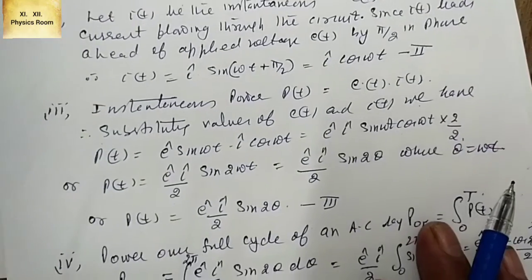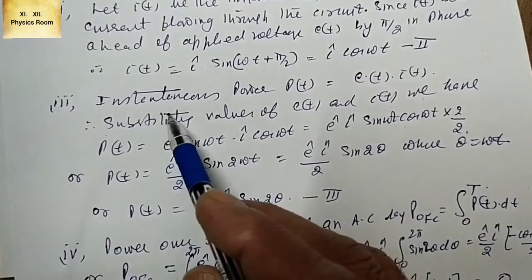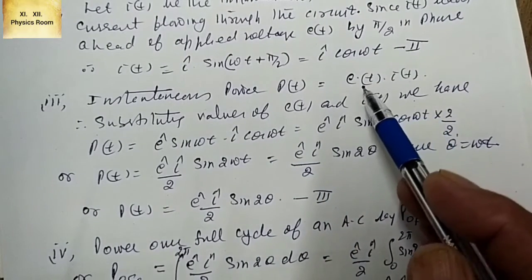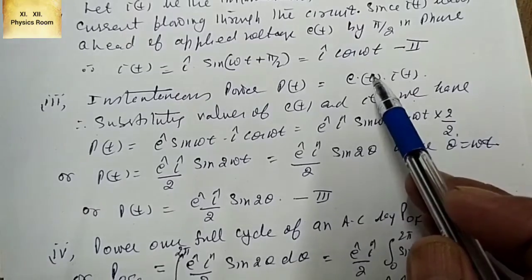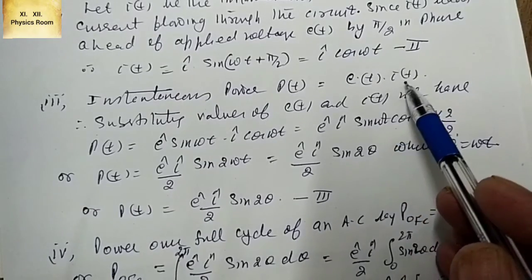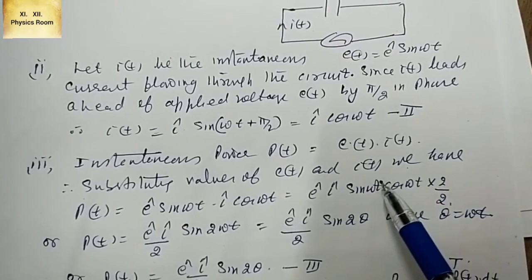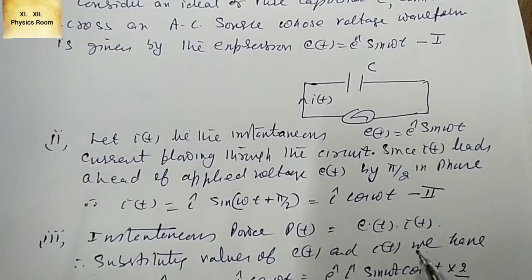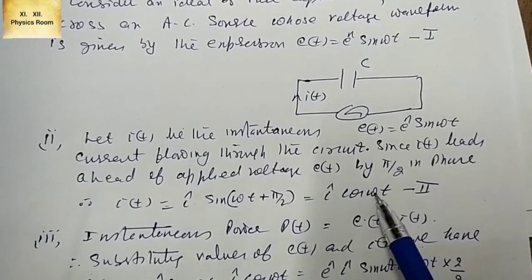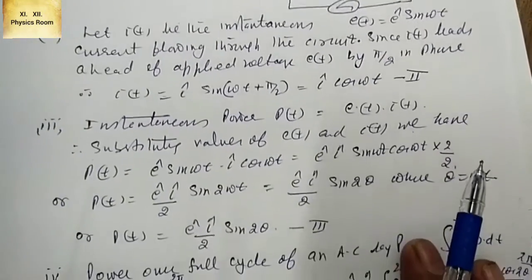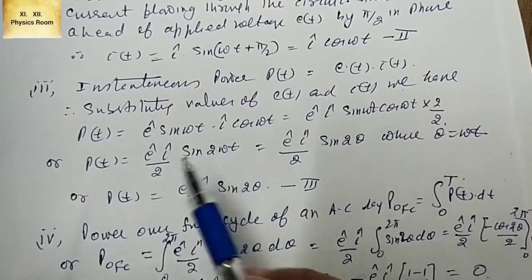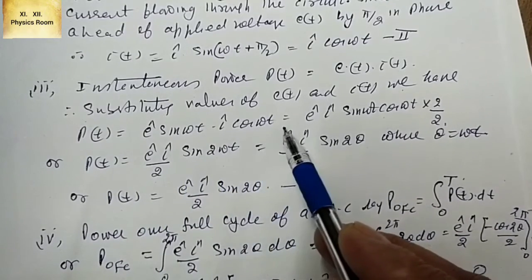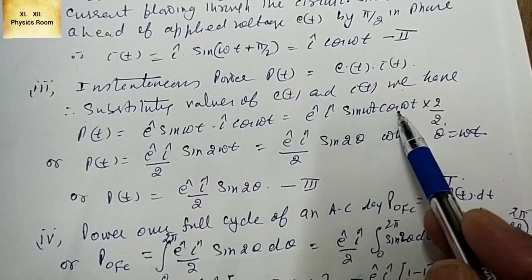Now instantaneous power, third point, instantaneous power p(t) is equal to e(t) into i(t). So substituting the value of e(t) from equation 1 and i(t) from equation 2, we get p(t) is equal to E max sin omega t into I max cos omega t, or it is equal to E max I max sin omega t cos omega t.